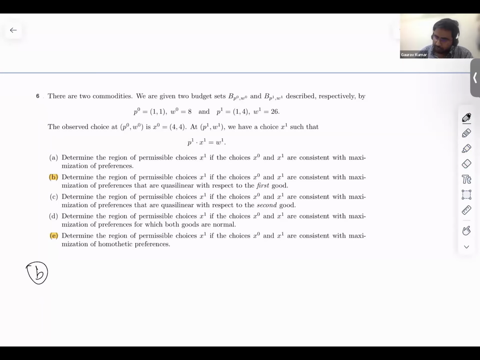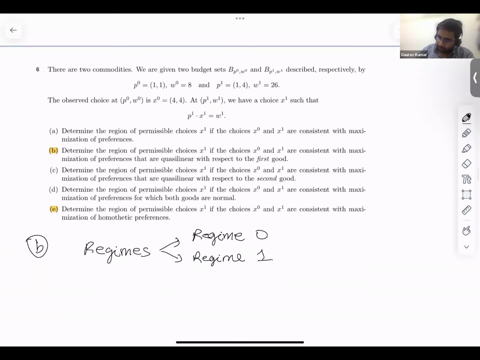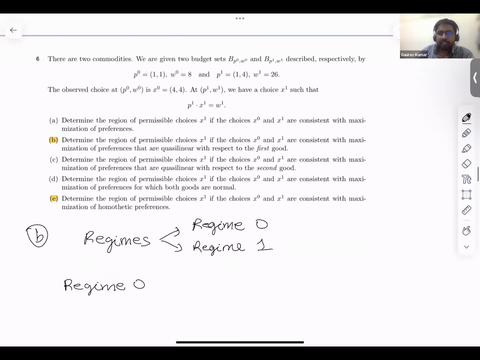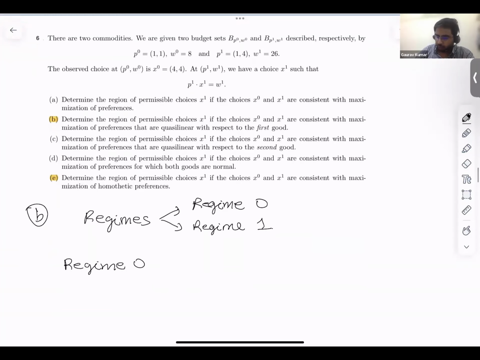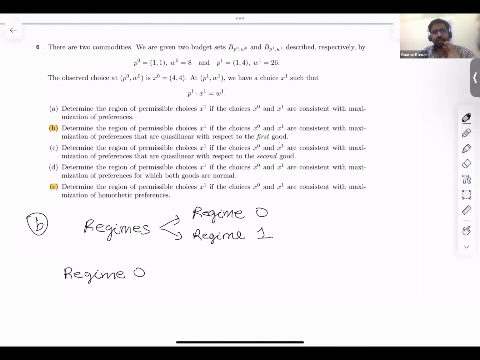Okay, so see, what we have been given is two regimes: regime 0 and regime 1. What information do we have for regime 0? A regime is nothing but a case. There are two cases, case 1 and case 2. More precisely, we call it a regime and not a case, so that is why I'm using the word regime.